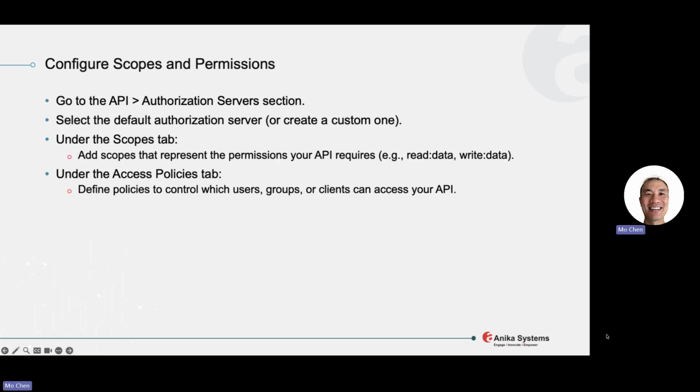To configure the scopes and permissions, go to the API Authorization Servers section. Select the default authorization server or create a custom one. Under the Scopes tab, add scopes that represent the permissions your API requires, for example, read data or write data. Under the Access Policies tab, define policies to control which users, groups, or clients can access your API.